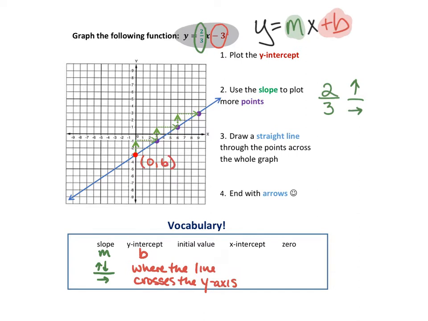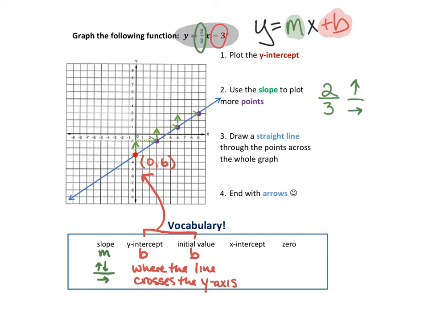Now, the y-intercept is a location on the graph. When we're given word problems, we're going to call this point the initial value. So when I ask you for the initial value or the y-intercept, both of them are referring to that beginning value, or the place where the graph crosses the y-axis.